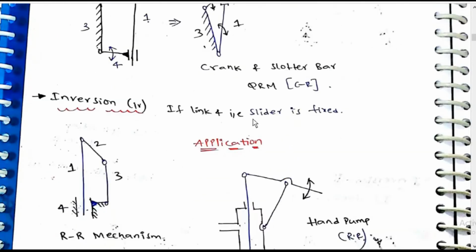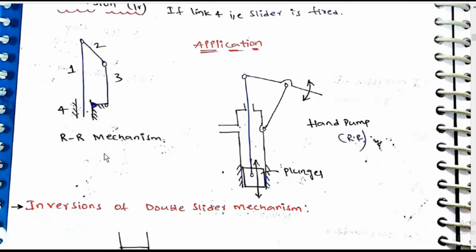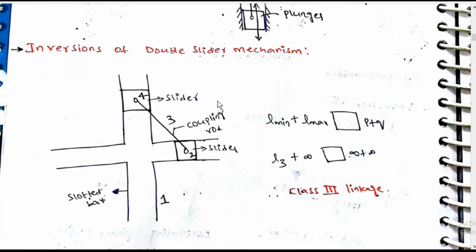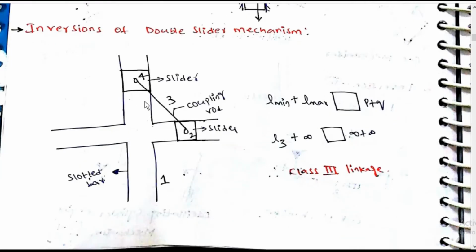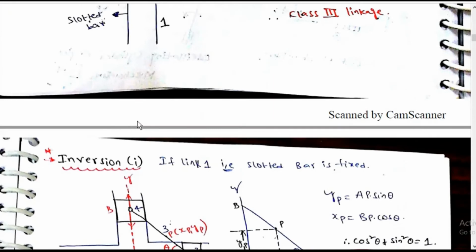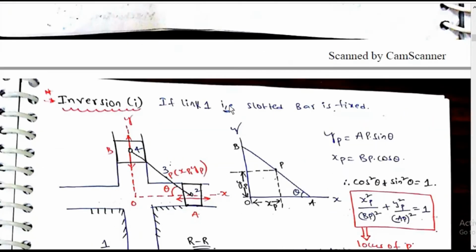Inversion 4: the link 4, that is the slider, is fixed. Rocker mechanism, hand pump, rocker plunger mechanism. Inversions of double slider mechanism: Lmin plus Lmax versus P plus Q, this side infinity, this side infinity plus infinity, class 3 linkage. Slider, coupling rod, slotted bar. Inversion 1, that is slotted bar is fixed.